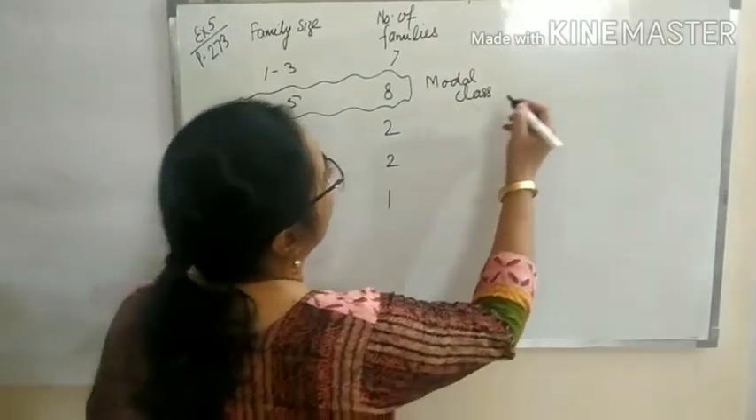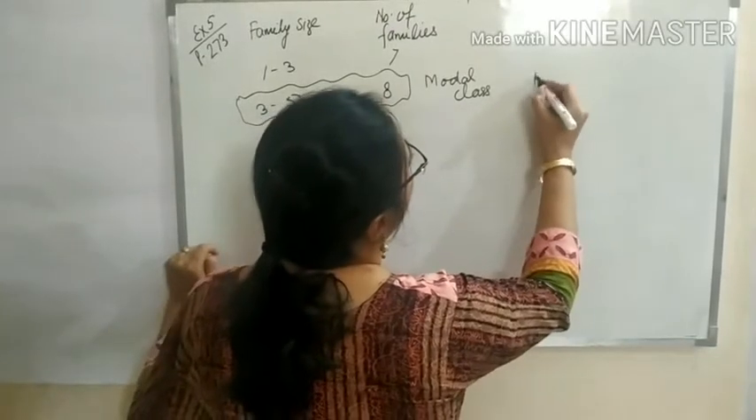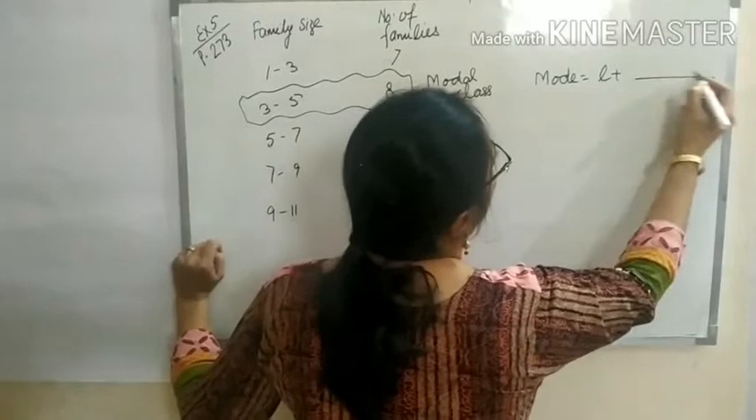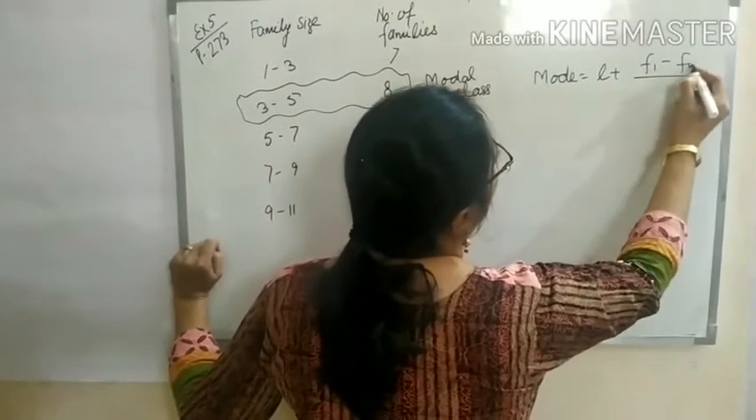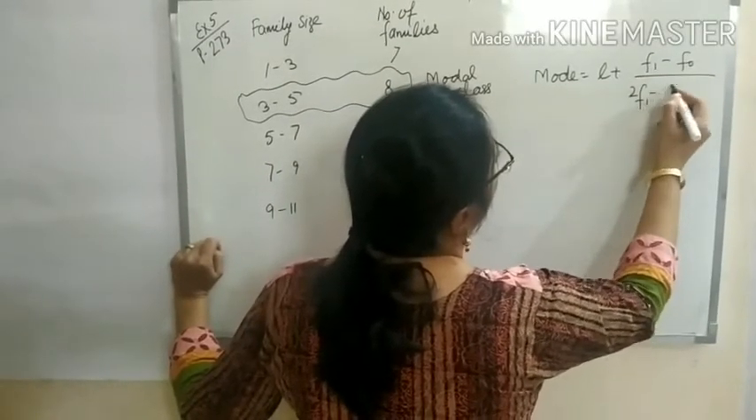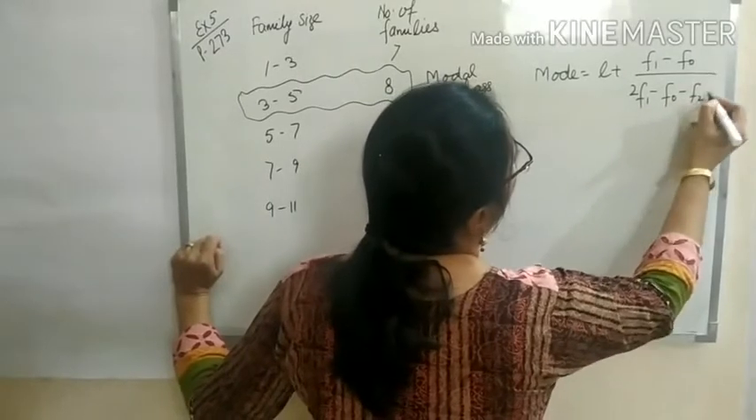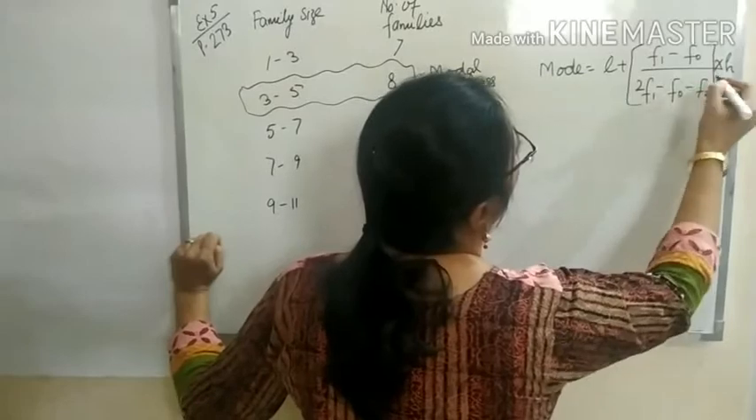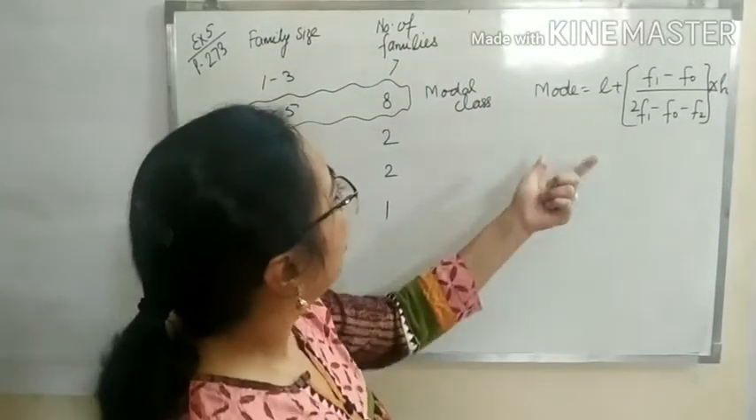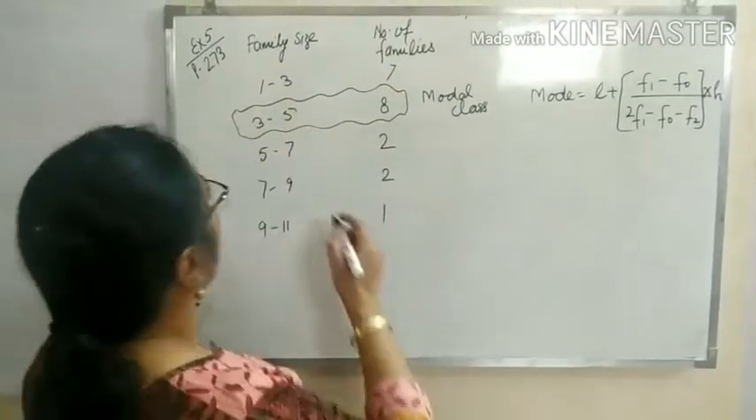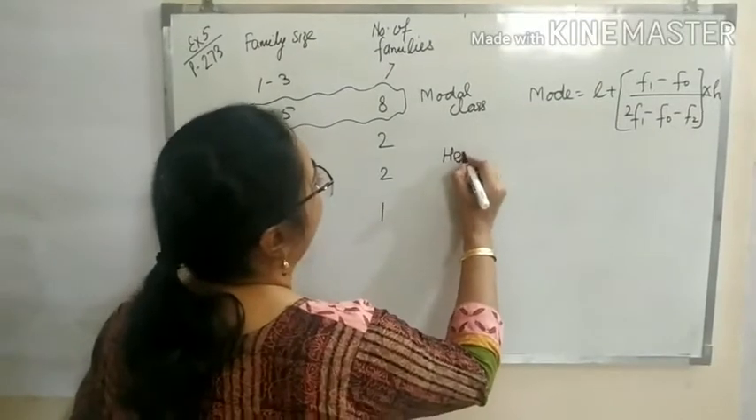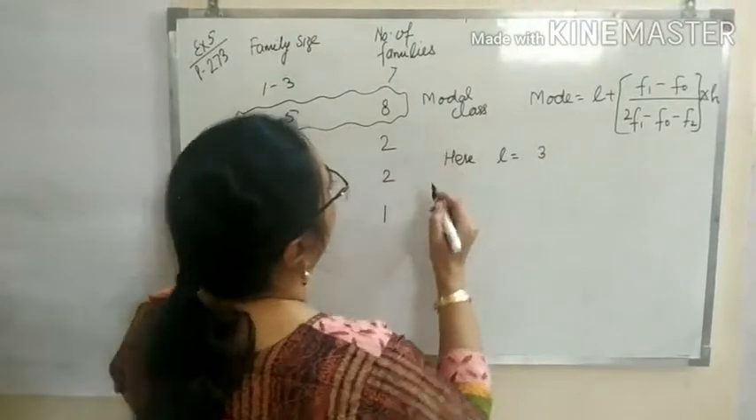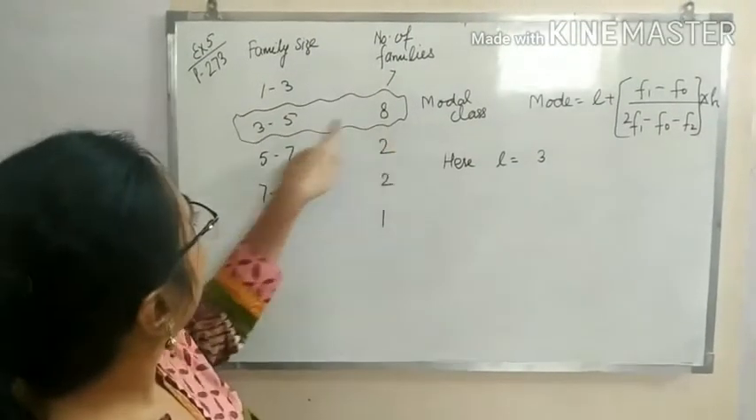So I first write the formula. Mode is equal to, which we have done just now, L plus (F1 minus F0) divided by (2F1 minus F0 minus F2), into H. This is the formula of mode which we have done just now. Now L stands for lower limit. So here L is the lower limit of the modal class, which means L is 3. Modal class is 3 to 5.